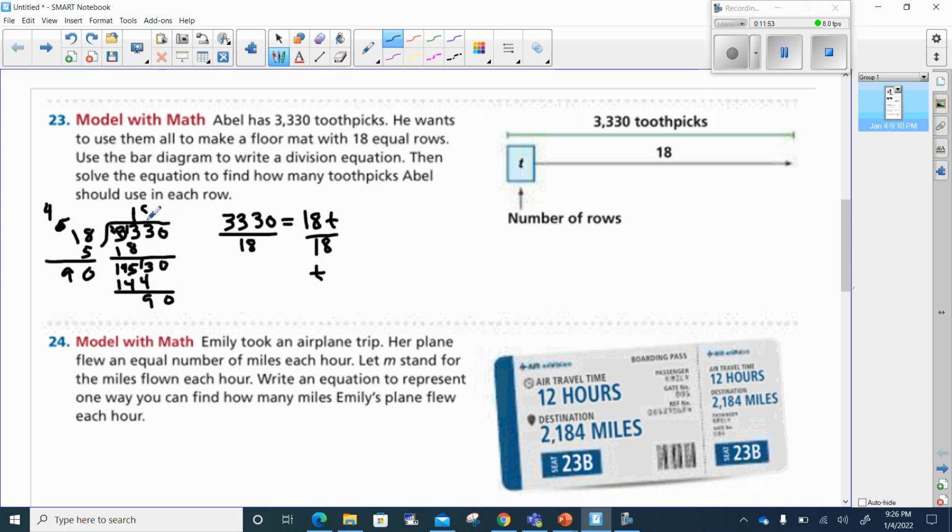So 185 will be my answer. All right, so 185. And since we are talking about toothpicks, it would only be right to say 185 toothpicks.